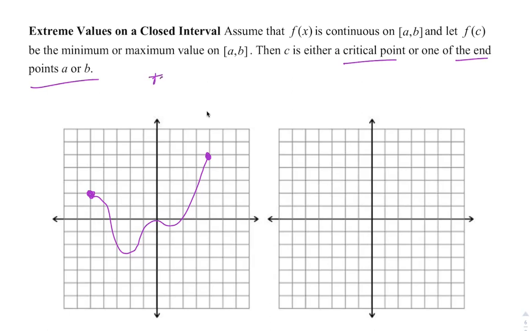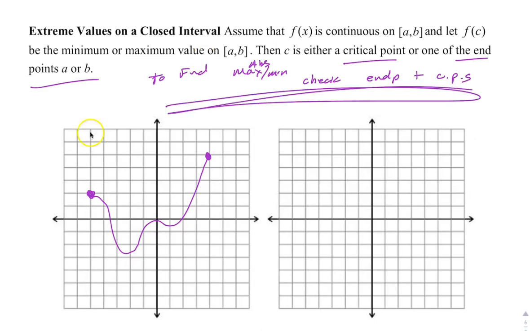So to find an absolute max or min, you have to check the endpoints plus the critical points. Very, very important. If you look at this graph right here, it's a closed interval. So what's the absolute max? In this case, it happens to be an endpoint. What's the absolute min? It happens to be a local min. Remember, the way you get the local mins and maxes is from the critical points. The way you get the endpoints is from the endpoints, hence the name.